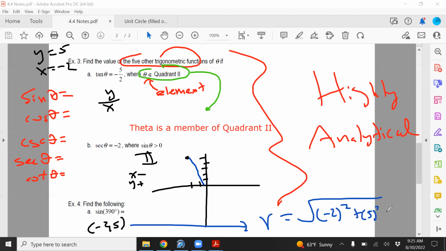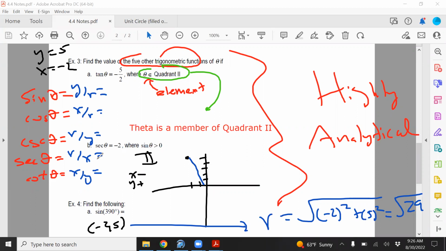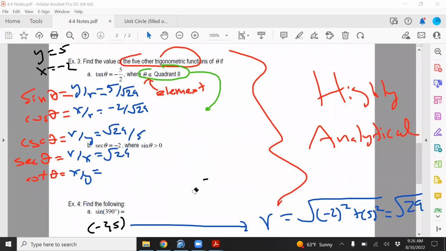Totally got it, right? Now we're ready to rock and roll the rest of the problem. Sine is y over r, cosine is x over r, cosecant is flipped from sine, secant is flipped from cosine, and tangent is y over x. Now you can rock through the rest. Sine is going to be 5 over root 29. Cosine is going to be -2 over root 29. Cosecant is flipped, and secant is also flipped from cosine: root 29 over -2. And lastly, you have negative 2 over 5.